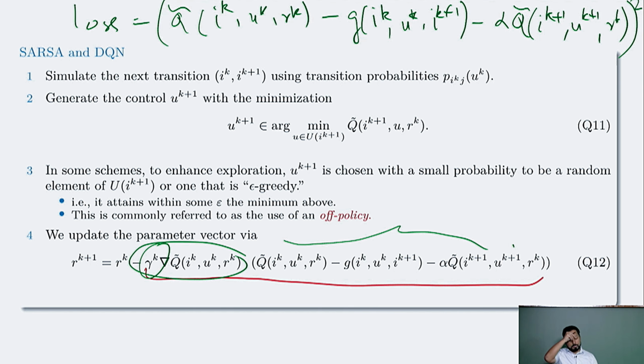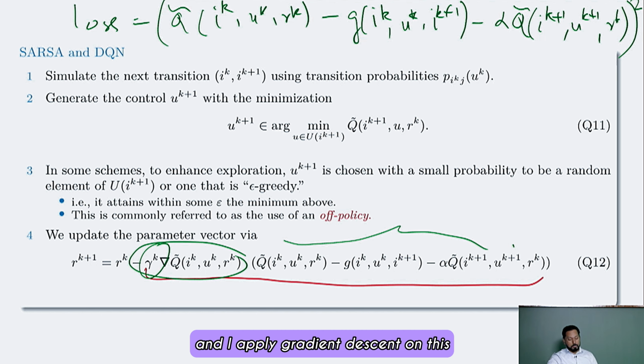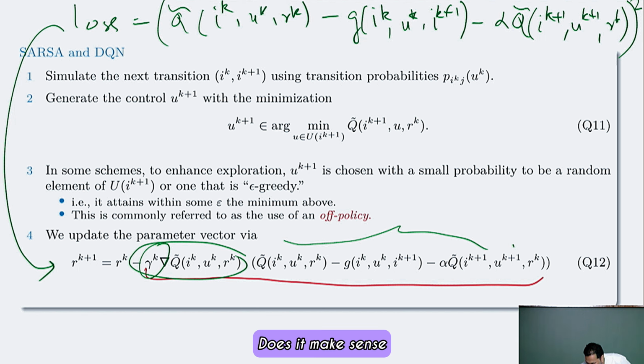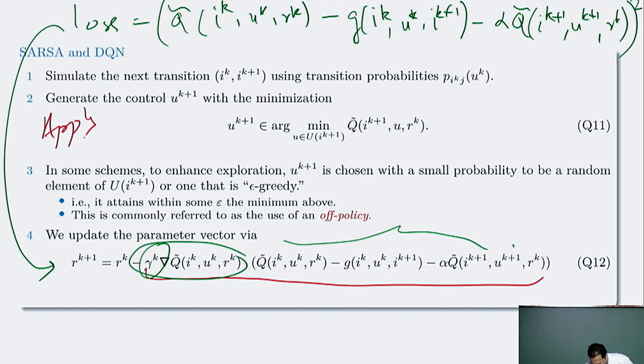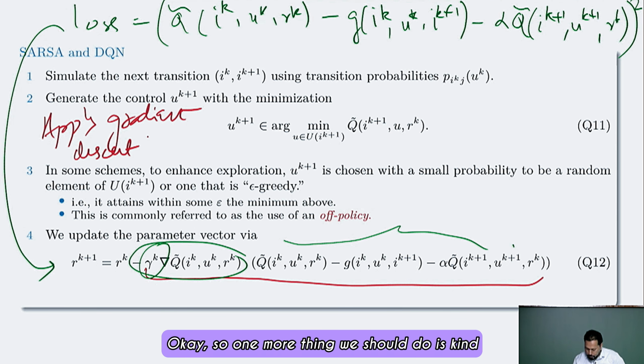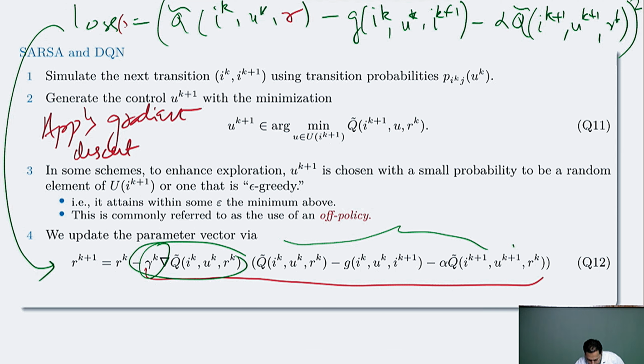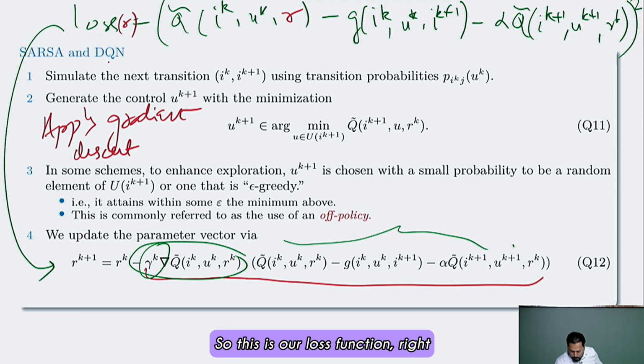If I take this loss and apply gradient descent on this, did I make any mistake? Does it make sense? So apply gradient descent, and this is a loss as a function of r. One more thing we should do is make this a generic r, because this is a loss of r. Does this make sense? So this is our loss function.